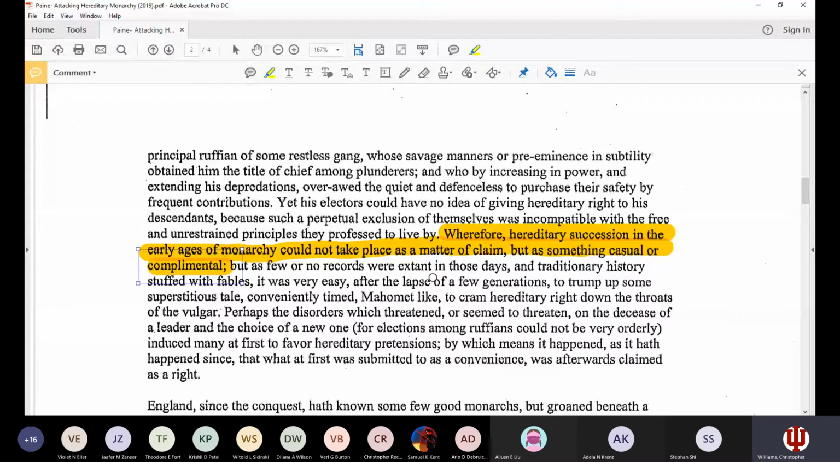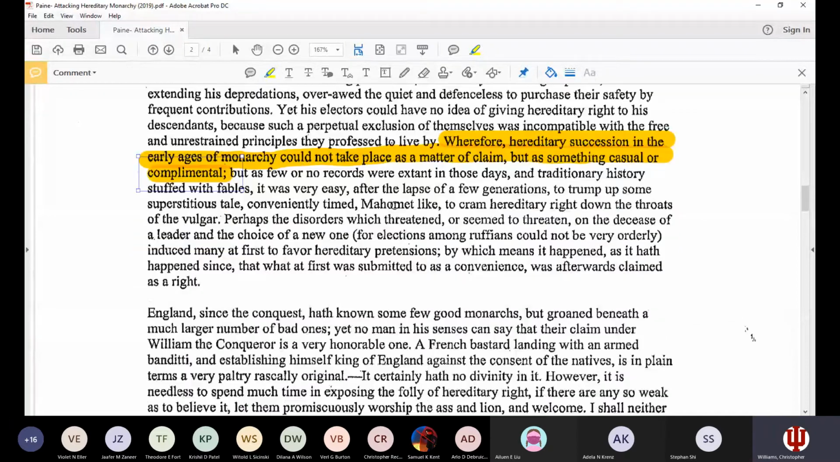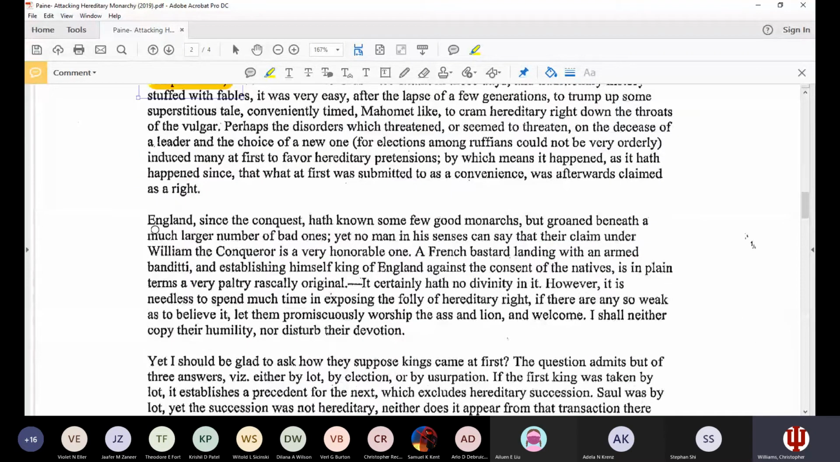For example, if I grew up in a monarchy that was in the third generation of the same family, my assumption would be that this was the way it was supposed to be, because I accepted that as the standard norm. Okay? And then he goes on to say here that even though we've had some kings that have been good, "hath" means "has": known some few good monarchs, but groaned beneath a much larger number of bad ones. So the bad heavily outweighs the good.